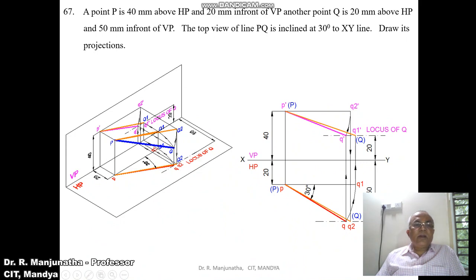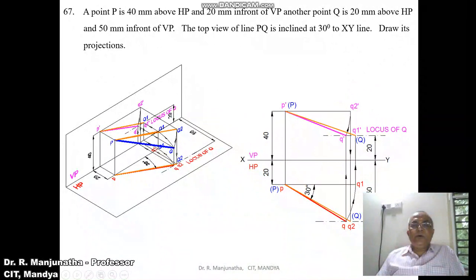Since capital PQ2 is parallel to HP, when it is projected, it will fall on the horizontal plane. So this line will be in true length. That is what we have shown in the front view also, with P dash as center, taking the radius of P dash Q, rotate it, make it parallel to HP.